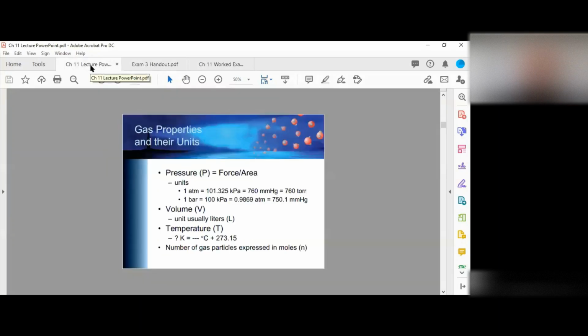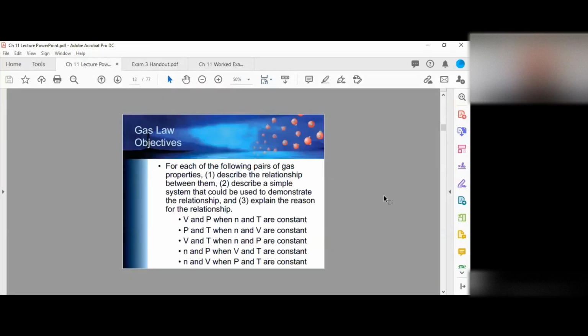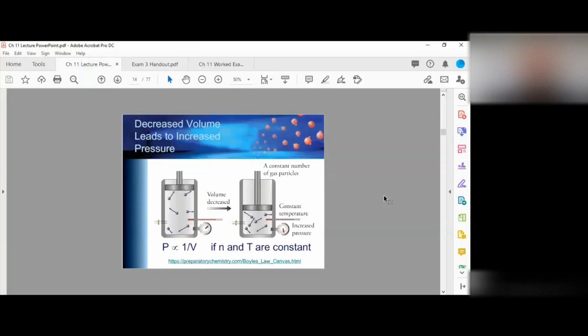So the very first law, which studies pressure and volume, is Boyle's law. Boyle's law. Here's the name of the scientist. Boyle's law basically studies the relationship between pressure and volume. And this law states that the pressure and volume are inversely proportional to each other. What is that supposed to mean? Inversely proportional. That means if volume is decreased, pressure is increased. If volume is increased, pressure is decreased.